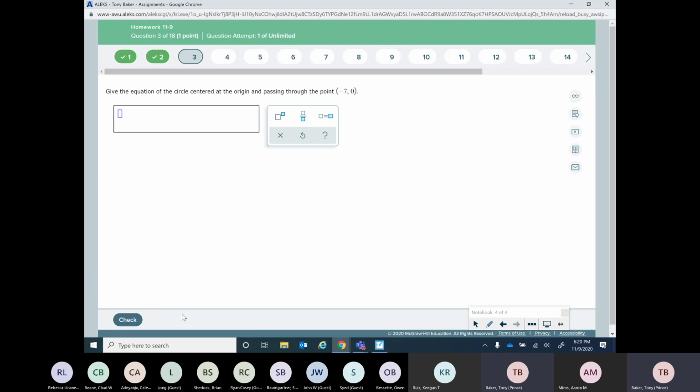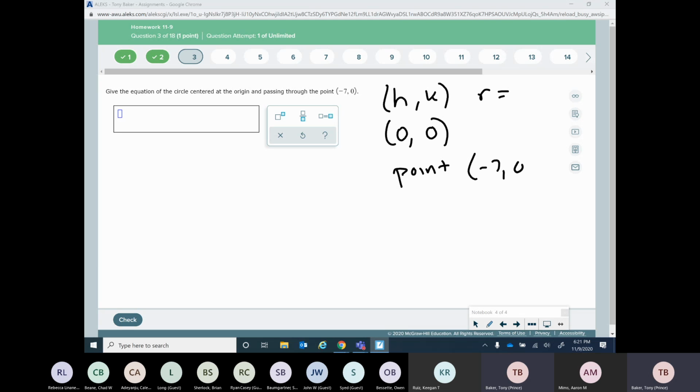Now the next 3 problems actually are all going to be coming up with the equation for a circle. So we're not going to have to graph it, but we need to find the equation for it. So when we're defining that, we still need the h, the k, and the r. So in this problem, it says my circle is centered at the origin. So that means my h and my k are 0. But then it gave me a point. It's -7, 0.